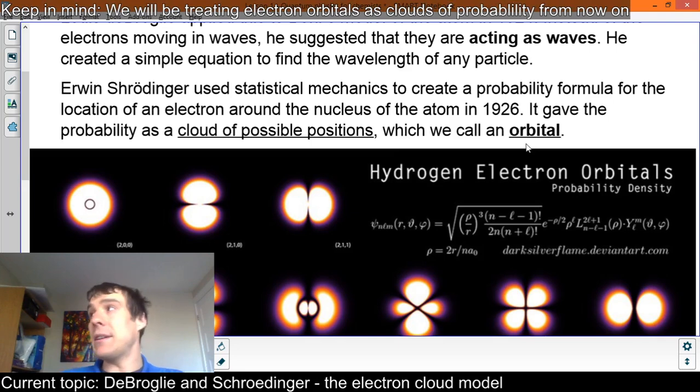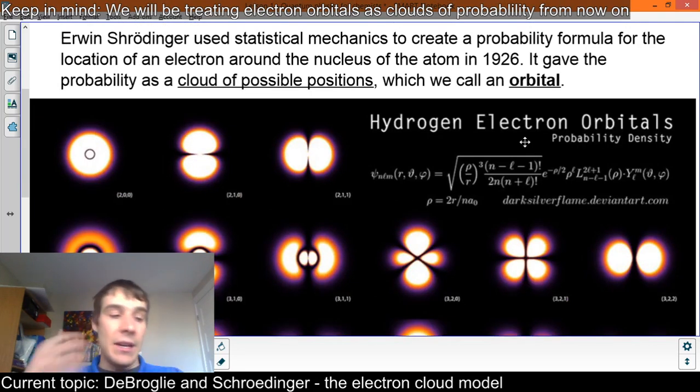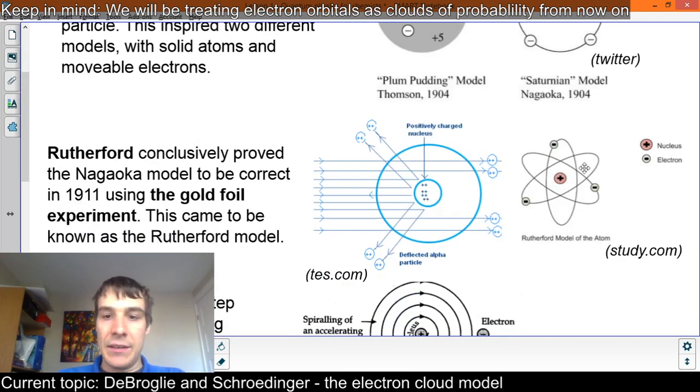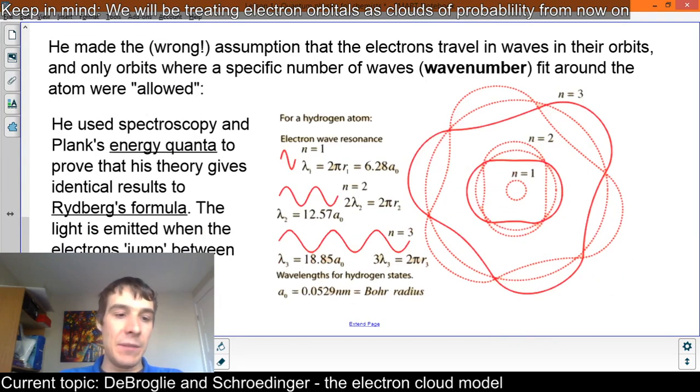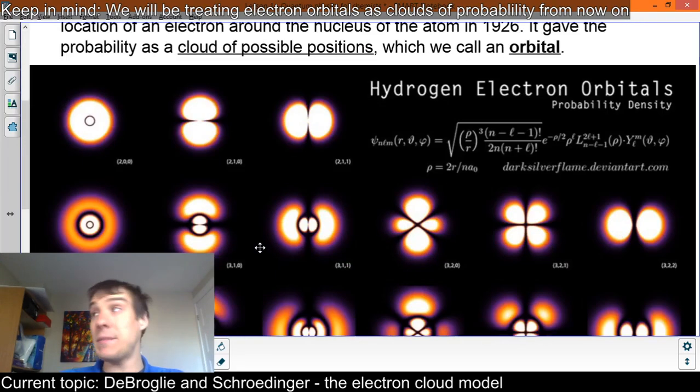Probability, and we call that an orbital. So electrons exist in these orbitals. They're not round orbits like Rutherford thought. They're not wavy type orbits like Bohr thought. They do have specific energy levels, and each specific energy level gives it a specific orbital. And each specific orbital has a specific shape.